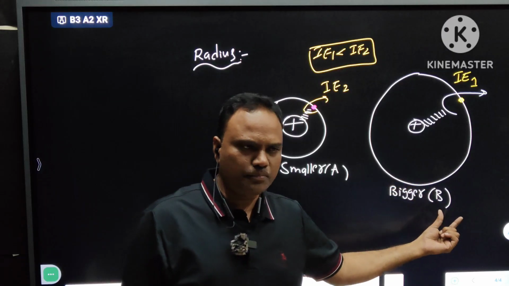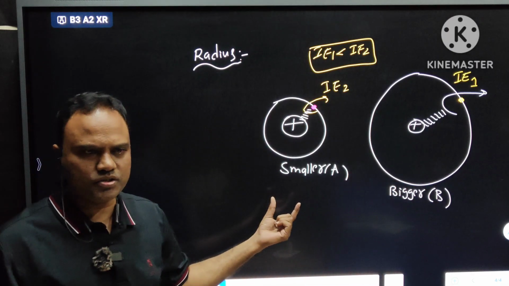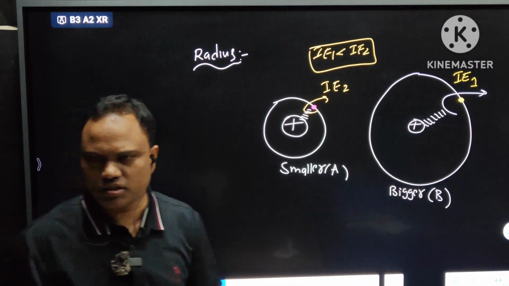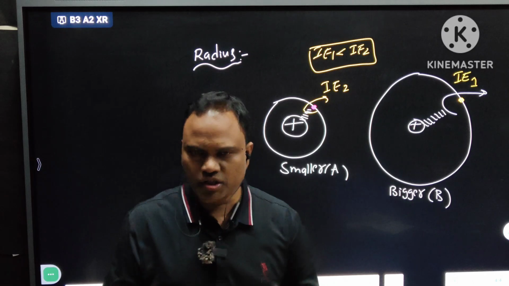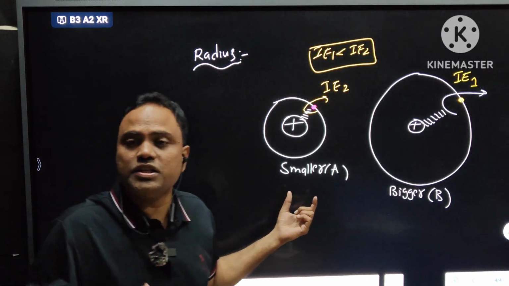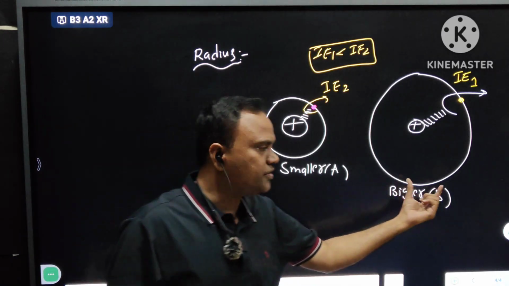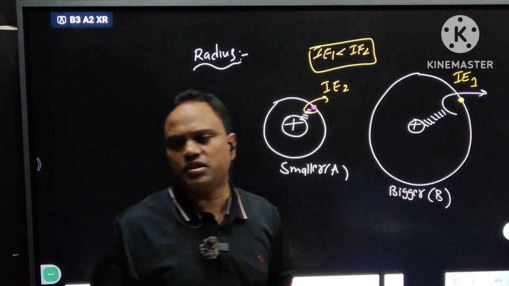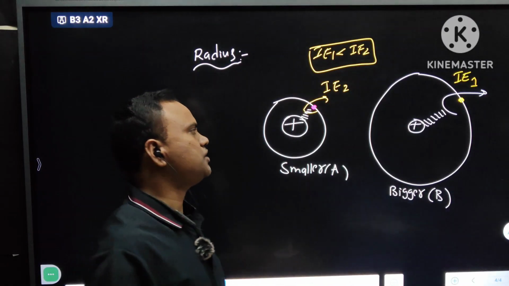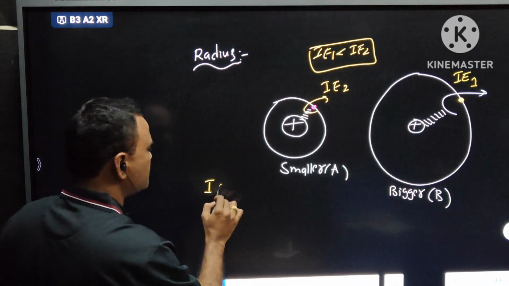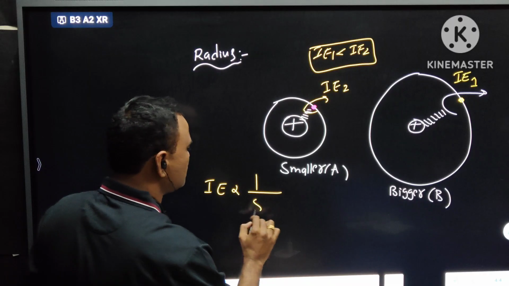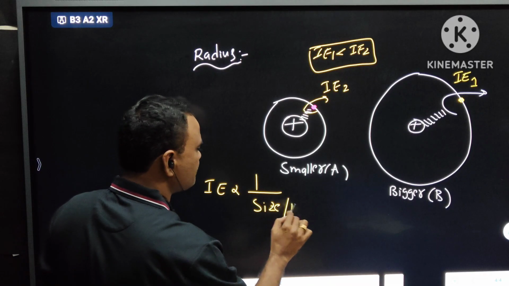Ionization energy of atom B is less than ionization energy of atom A. Clear? Size and ionization energy: if size is less, ionization energy is more. If size is more, ionization energy is less. Clear? So that is the relation. So ionization energy is inversely proportional to size or radius.